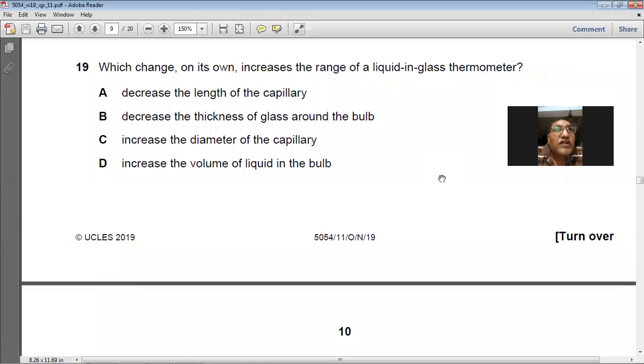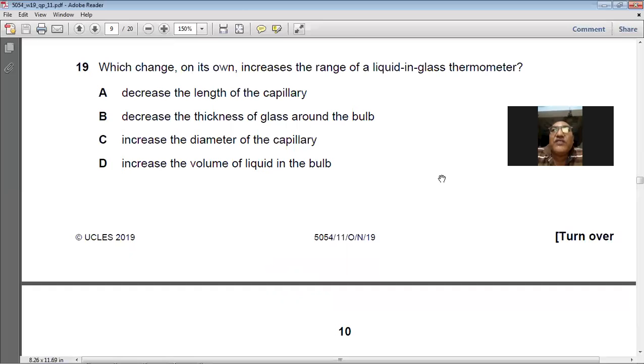Which change on its own increases the range of a liquid in glass thermometer? Range, underline this word. He's talking about increasing the range. If you want to increase the range, increase the diameter of the capillary, use a liquid which expands less, use less volume of the liquid. So which option is the correct option? C, increase the diameter of the capillary.